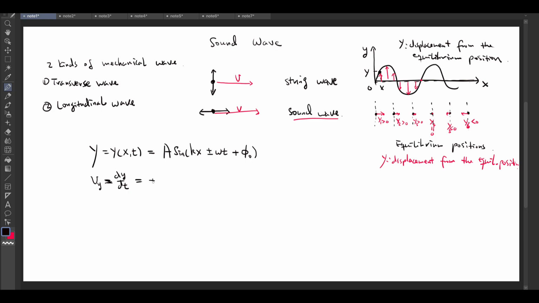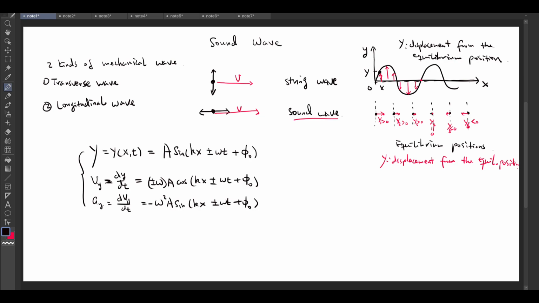Then you get plus minus omega times a cosine kx plus minus omega t plus phi naught. Now a_y is the v_y derivative with respect to time, and then we get negative omega squared times A times sine. The same equation here. Now that's the derivative with respect to time.